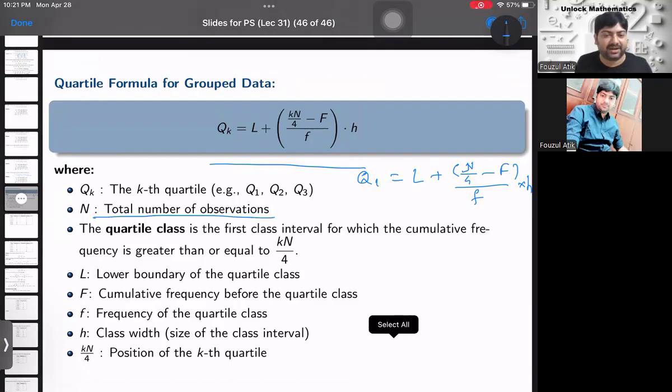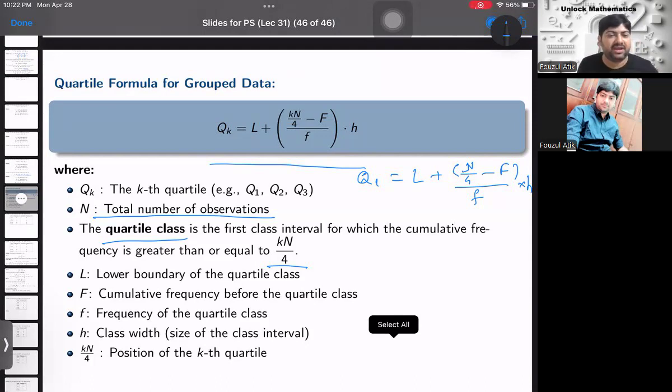Now this kind of discussion we have done in the case of mean, mode, median calculation. Right? A similar kind of problem was there. In median calculation, a similar kind of formula was there, if you remember. So you have to identify the quartile class. Now what is the quartile class? It is the first class interval for which the cumulative frequency is greater than or equal to kN by 4. So Q1 class is what? It is N by 4. Right? The first cumulative frequency greater than or equal to N by 4. Then Q2 class is what? 2 into N by 4. The first cumulative frequency which is greater than or equal to 2 into N by 4. Like that you have to define the quartile class.